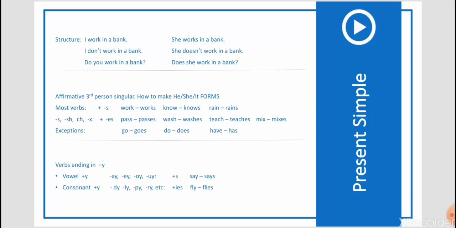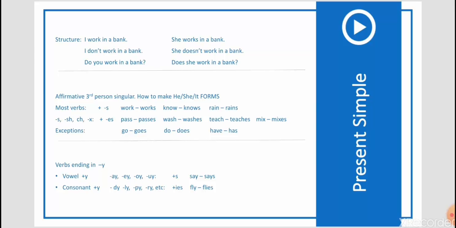We have a little change in the third person singular, adding s in affirmative form. For example, she works in a bank, affirmative form. Negative form, she doesn't work in a bank. And does she work in a bank in a question form.